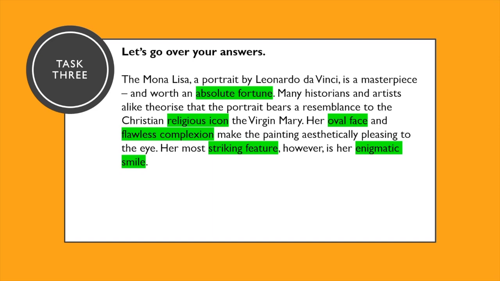The adjective noun combinations are an absolute fortune, a religious icon, an oval face, a flawless complexion, a striking feature, and an enigmatic smile. So did you manage to find all 6 of those? If any of the words are new to you, dip into your Learner Dictionary, find the meaning, and as always, add them to your notebook.